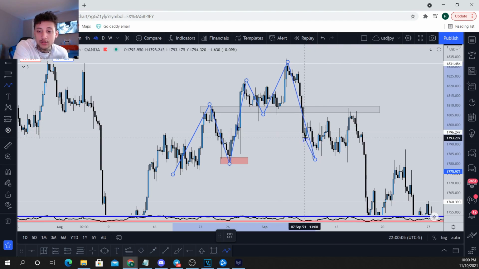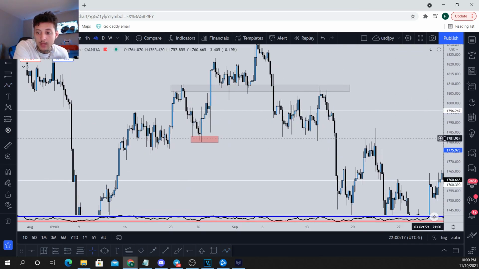And again, these are all different types of pullbacks. These are more complex types of pullbacks, breather pullbacks, if you want to call them that. Then we have a lower high, where we have previous market structure, and then price went all the way back down and formed that lower low.